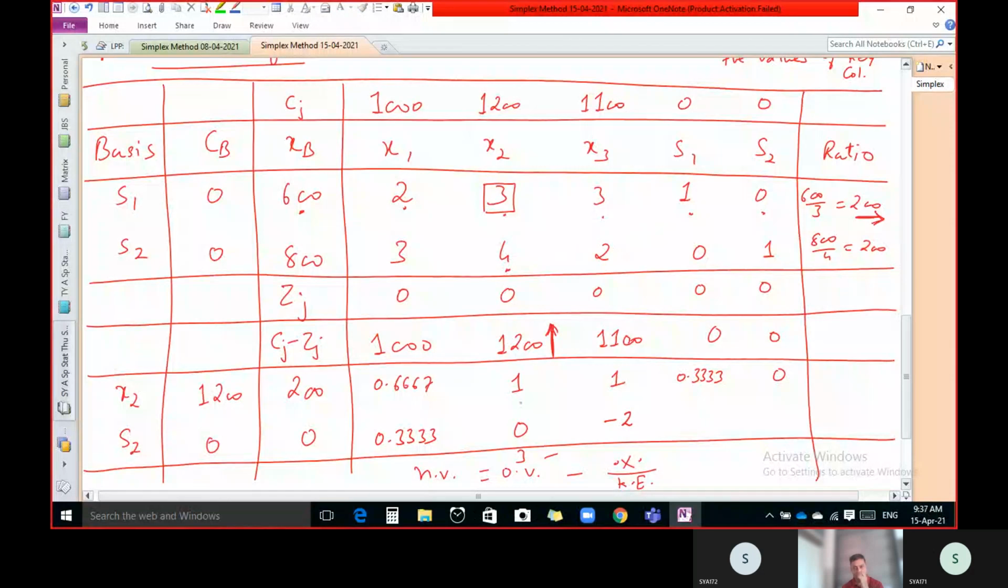Once again, if I want to calculate for this, my old value is 0. 0 minus what we have to do? So here it is 1 and in this row it is 4. So multiply 1 with 4 and divide it by 3. So 1 into 4 divided by 3. Whatever we get, you have to subtract from 0. So this is 1 into 4, 4. 4 divided by 3, that is 1.33. So 0 minus 1.33, we get minus 0.33333.